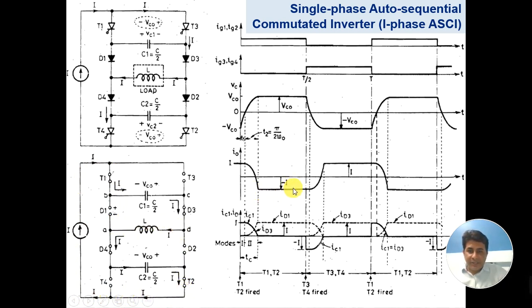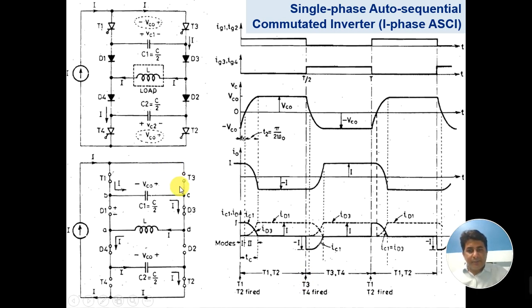During this time the current is negative because we have considered the other direction as positive. So that is why the load current is shown to be negative here. It is the diode D1 which is conducting. Now what happens at this time? This is the time when a firing pulse is given to T3 and T4.